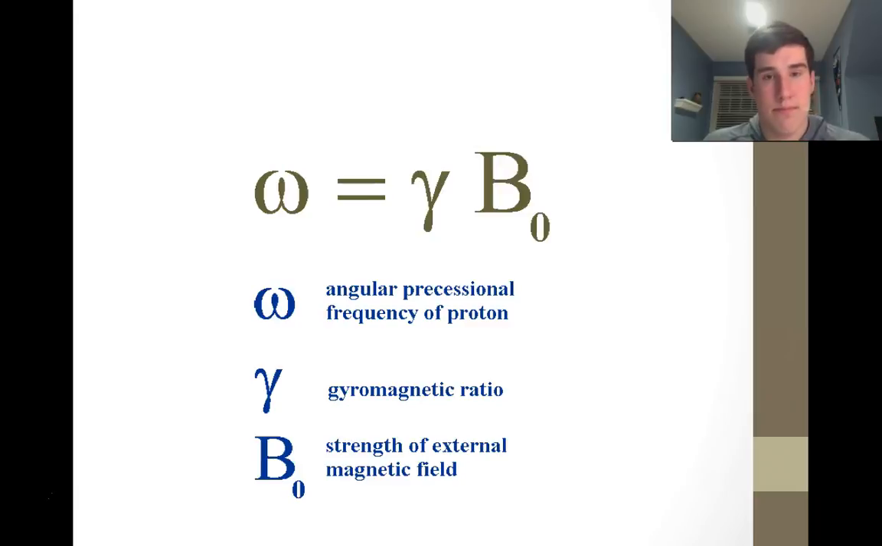And it's based on this underlying principle. The angular precessional frequency of the proton is equal to the gyromagnetic ratio, a constant, multiplied by the strength of the external magnetic field, the variable radio frequency that was applied.